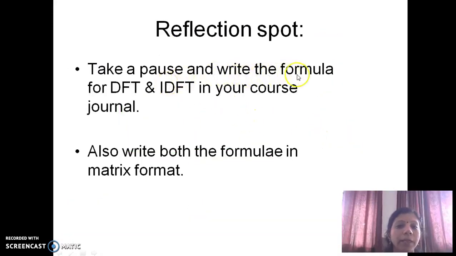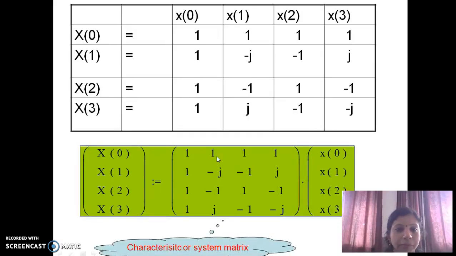Now take a pause and write the formula for DFT and IDFT in your code journal. Also write both the formulae in the matrix format.